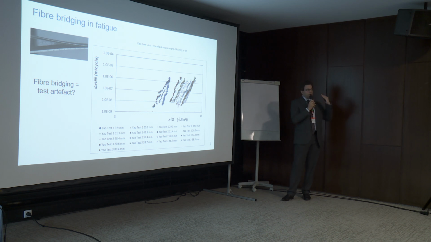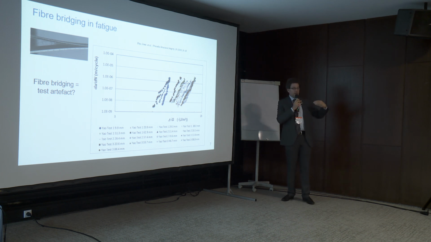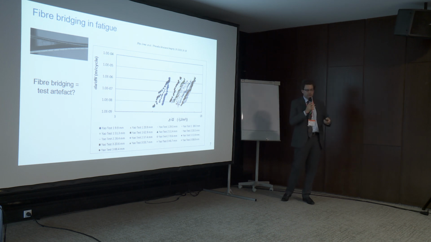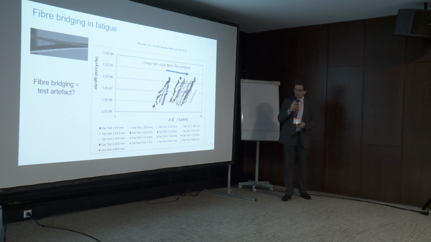And if you now do multiple tests on the same specimen, so with progressively longer crack lengths, or pre-crack lengths, you see that these curves shift to the right. And that is because as the crack length gets longer, you're developing more fiber bridging, and this fiber bridging has a shielding effect that slows down the crack growth rate. And that works until eventually you get to a certain crack length where even longer crack lengths no longer result in a reduction of the crack growth rate, so you get a kind of saturation of the fiber bridging behavior.